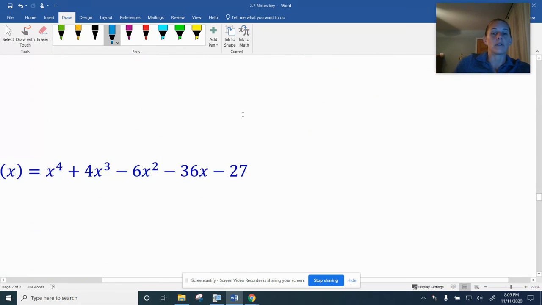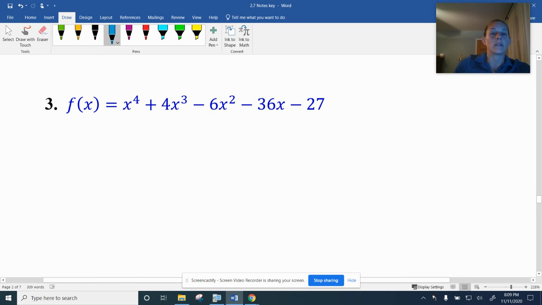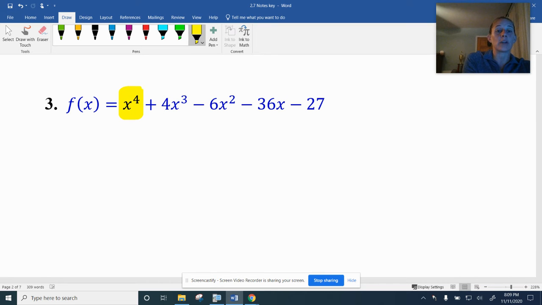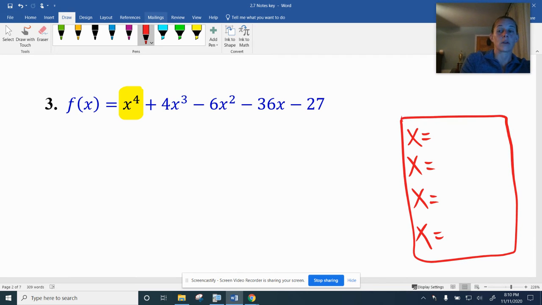Okay, so let's go down to number 3. Okay, so once again, number 3, it's in standard form. My lead term here is an x to the 4th, which tells me I'm expecting to have 4 answers, 4 x values here. So that's what I'm looking for, my 4 zeros or solutions, which hopefully are also x-intercepts.